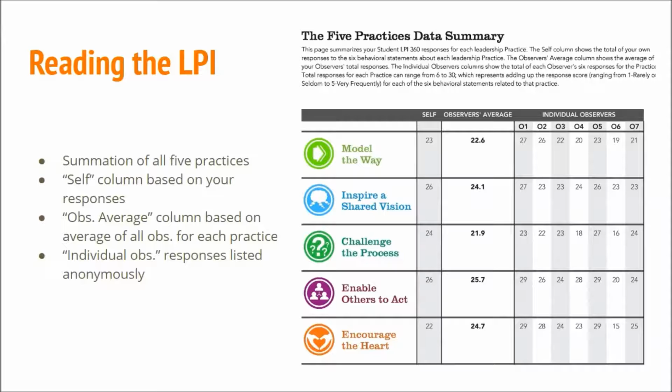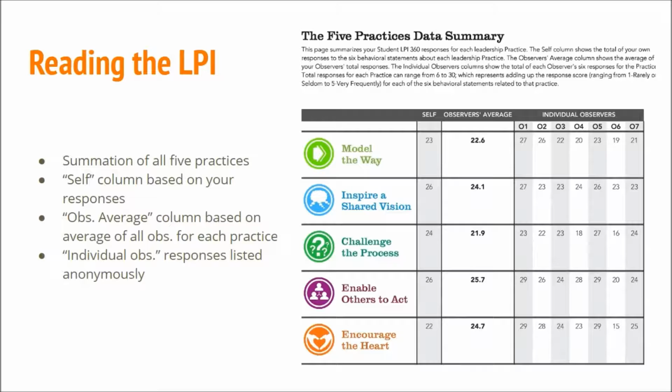So if you look at modeling the way, the first practice, you can see that this person scored themselves at a 23. So based on the 6 behaviors and a possible score of 30, this person feels like they're showing up at about a 23. When you look at the observer's average for the same practice, it's a 22.6, which is pretty in line with the way that this person is viewing herself. When you look at the individual observers, you can see that the scores range from 19 to 27.